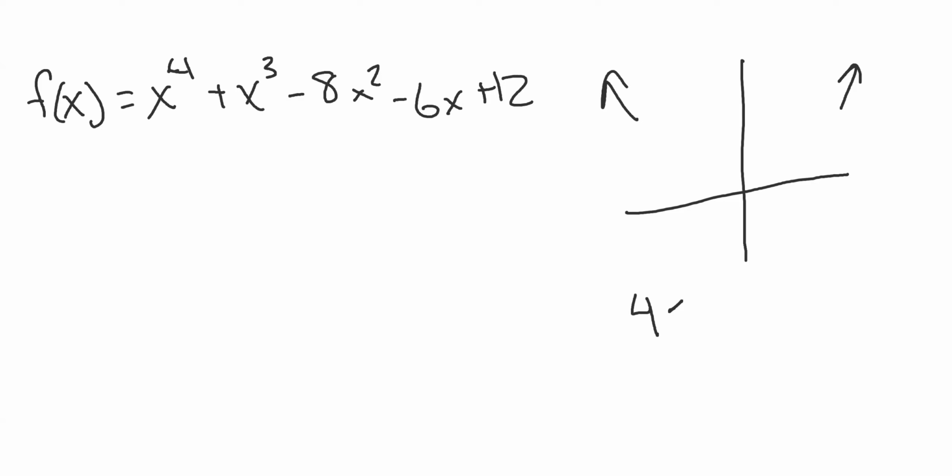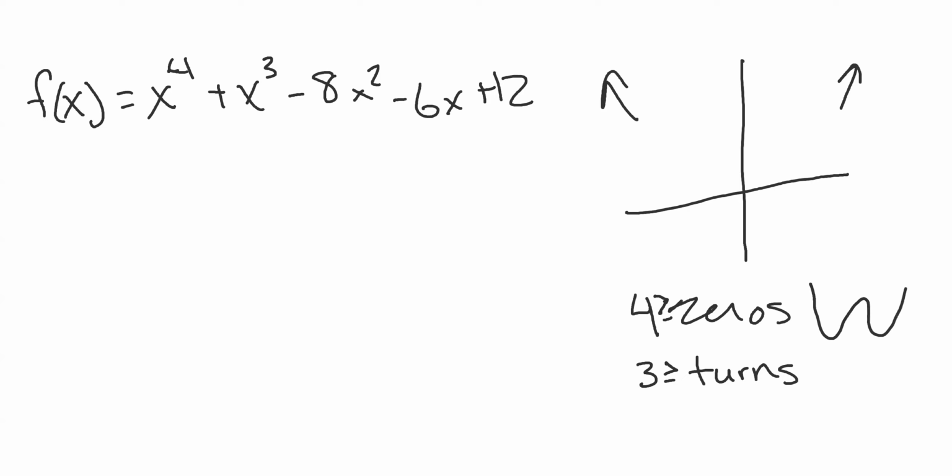All right, so we have at most 4 zeros. So the number of zeros is less than or equal to 4. And we know that the number of turns is going to be less than or equal to 3. Okay. So we can imagine if it has positive end behavior on both ends, we can turn 3 times and we can have 4 zeros. Or maybe we only have 2 zeros, or maybe it kind of does something like this, where we just have these 2 zeros.